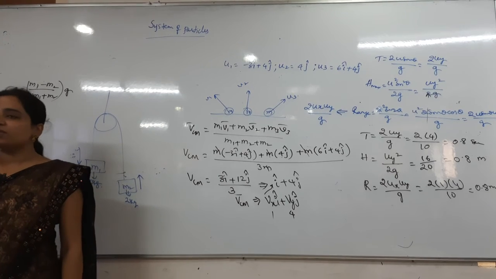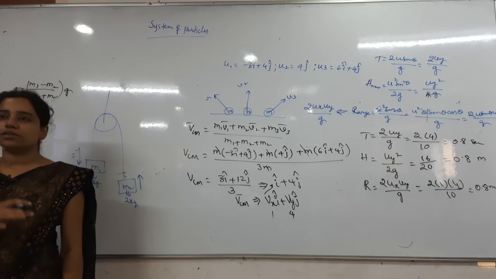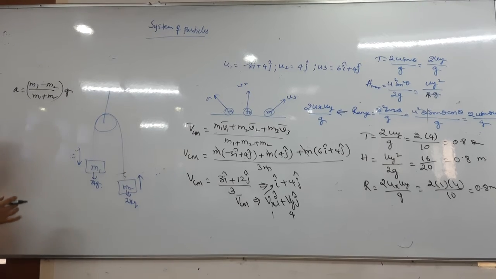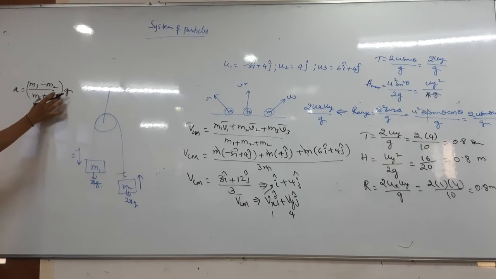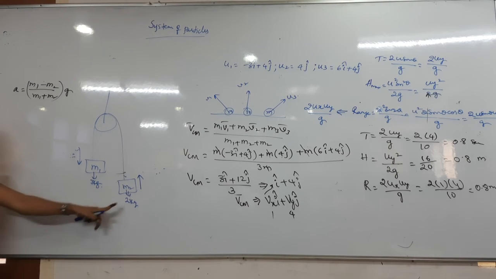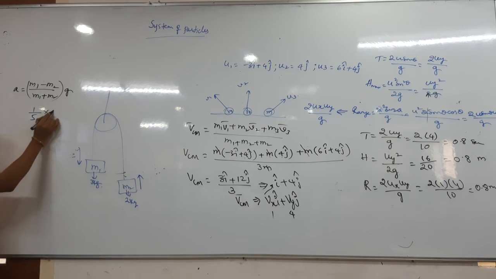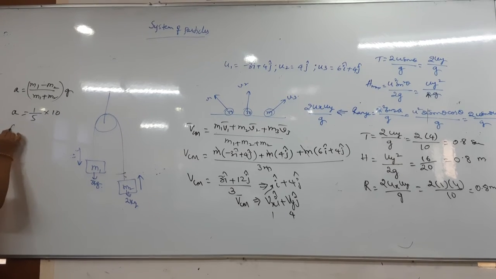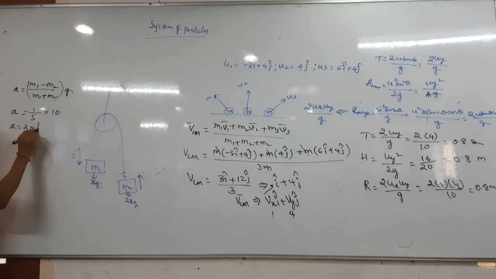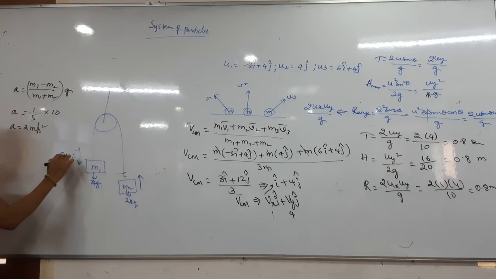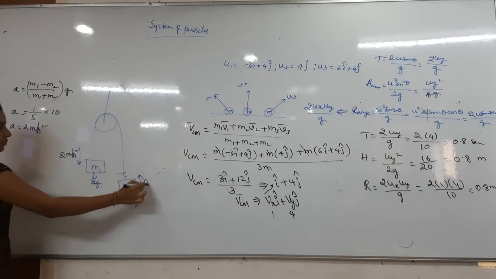In the same way we get it on the inclined plane also, but that is again a different story. Now here a is equal to m1 minus m2 by m1 plus m2 into g. m1 minus m2, how much is that? 3 minus 2 is 1, divided by how much? 5. The g value is 10. Then the acceleration is 2. Now I got the acceleration. This is 2 meter per second square and then 2 meter per second square.